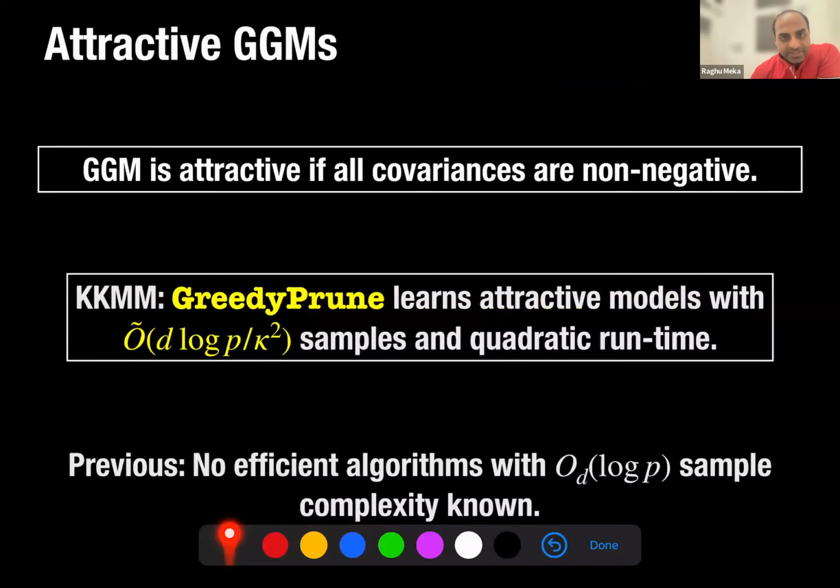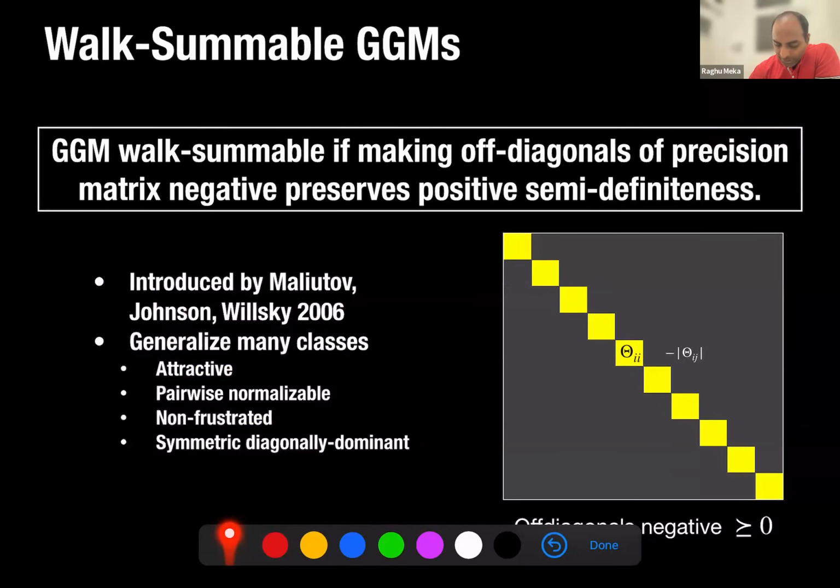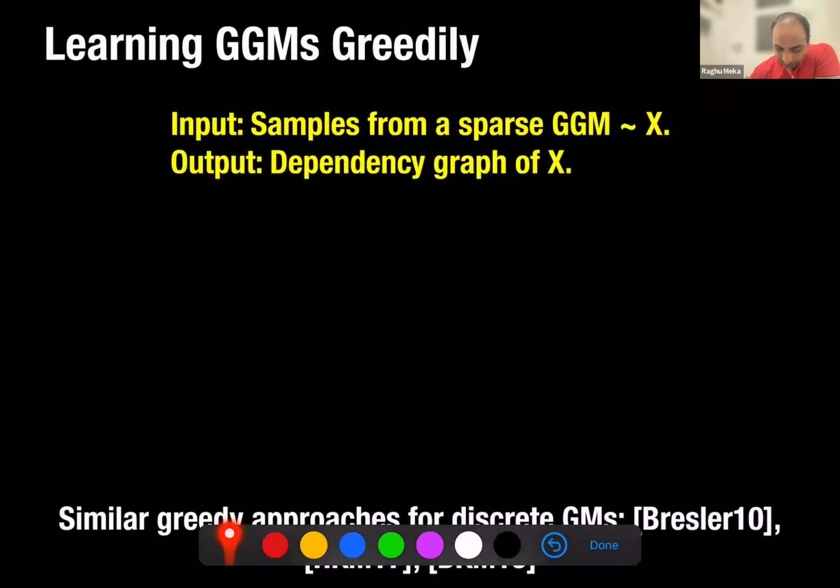What we show is that there is a simple algorithm called greedy prune, which we'll describe, and it learns attractive models with the right sample complexity, and the runtime is quadratic. So instead of running in time like the dimension raised to the power of the degree, you're running in time which is quadratic. There's a more general class called walk-summable matrices, but let me not talk about that, and talk mainly about the theorem, the algorithm and its analysis.